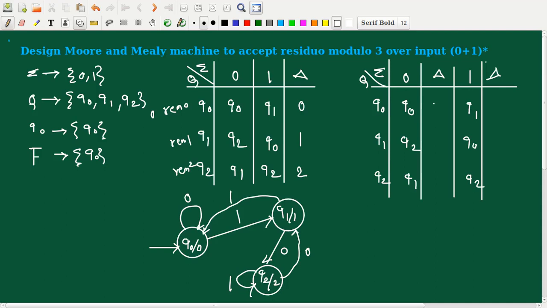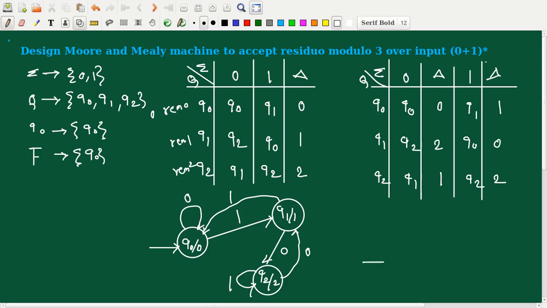So we should mention the outputs associated with these particular states. Q0 will be having 0, Q2 will be having 2, and Q1 will be having 1. Similarly, Q1 will be having 1, Q0 will be having 0, and Q2 will be having 2. So this is the state transition table for your Mealy machine.